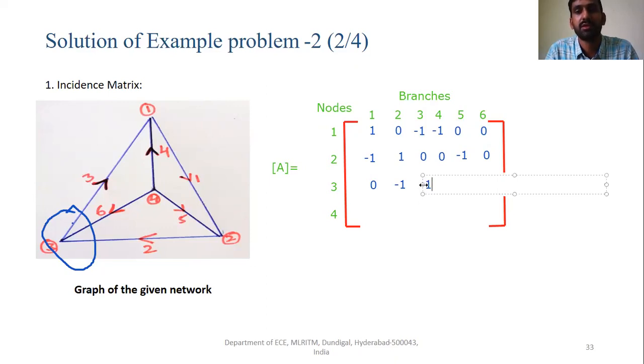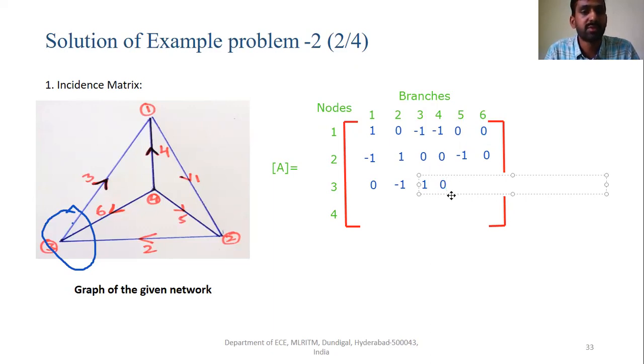So, the element is going to become plus 1. What about node number 4 with respect to node number 3? Branch number 4 is not at all incident to node number 3. If branch number 4 is not incident to node number 3, then this value is going to be equal to 0.